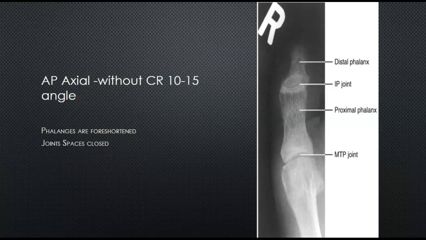For this AP axial projection, I wanted to demonstrate what an AP axial projection looks like without a central ray angle of 10 to 15 degrees. You can see that the distal phalanx is foreshortened and your joint spaces are closed. So that's why we put on that axial angle, central ray of 10 to 15 degrees, to obtain those open joint spaces. Some institutions may not require this angle, so you will have to refer to your protocol to determine the right projection that should be taken.